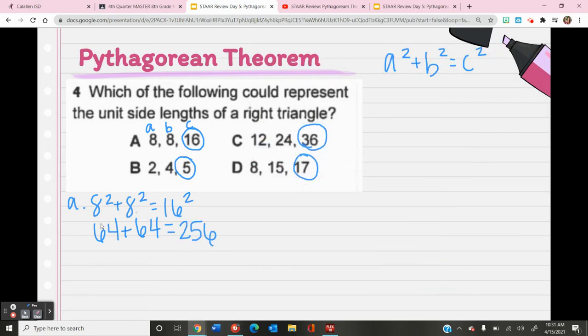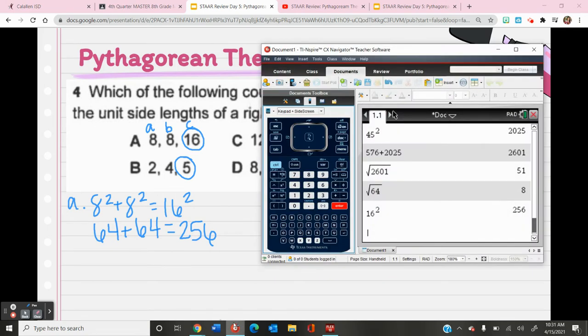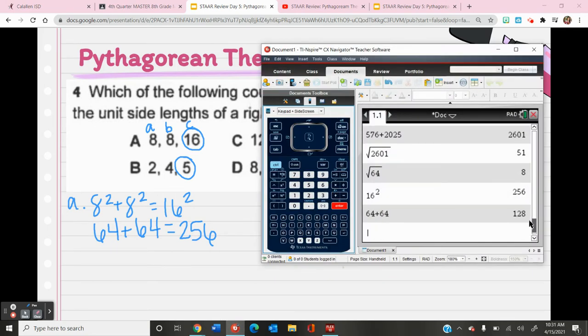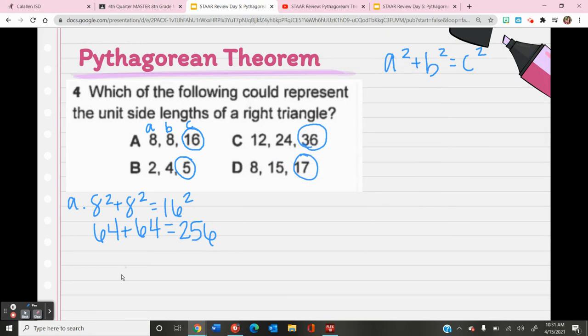So again, we want to simplify this. So 64 plus 64, we get 128. Now here, 128 does not equal 256. So this is not an example of the Pythagorean theorem.